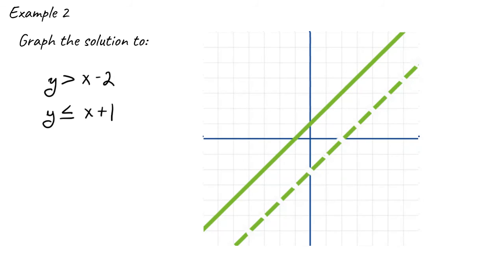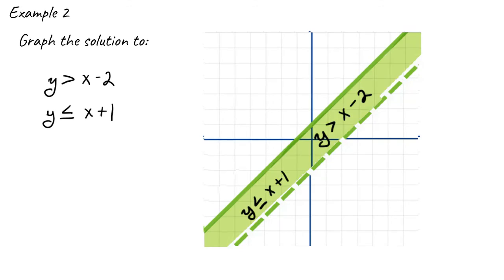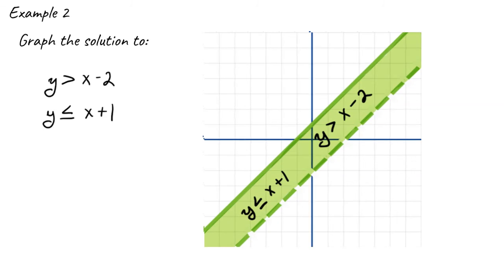Now notice the inequalities here. We have y is greater than the x minus 2 or the dotted line, so it's going to be above that line, but it also has to be less than or equal to x plus 1, so it's going to be below the solid line. So that gives us the section in the middle. Those are the points that will satisfy both of those inequality statements.